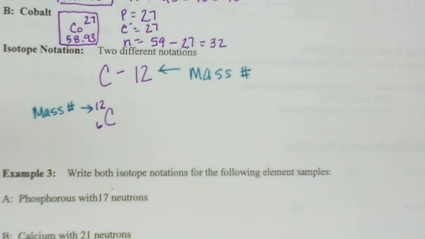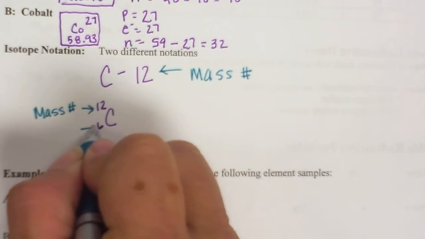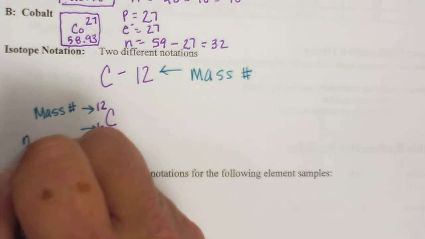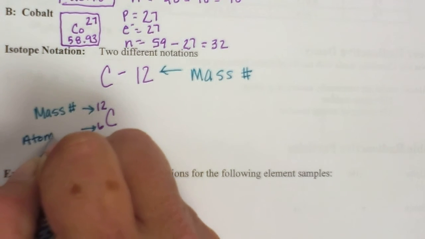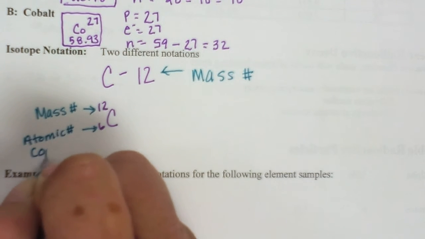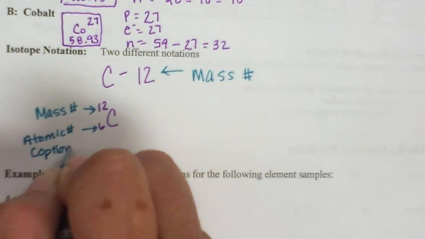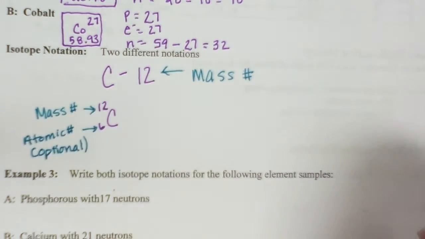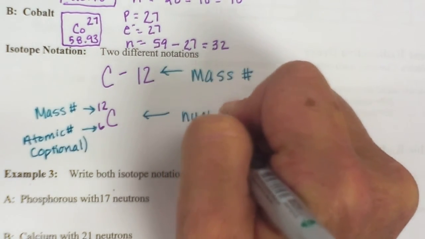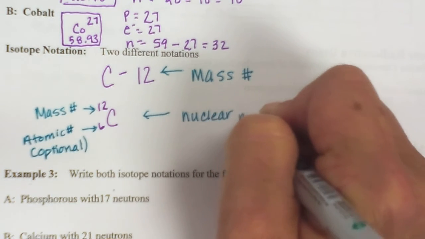What is the 6 for carbon? The proton number. So it's the atomic number. So we're going to put the atomic number here. Now, the atomic number is basically optional for right now. But then why would we bother to put it here? We bother to put it here because this is a nuclear notation.